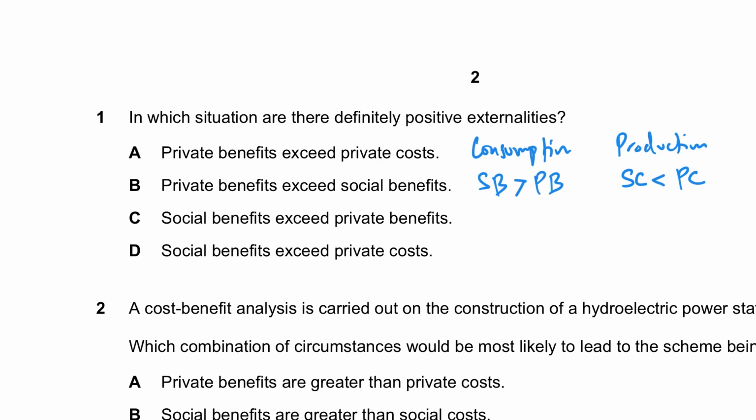So in this case, the best answer will be C, where social benefit is greater than private benefit. We will have what we call positive consumption externality. However, if this was a choice where social cost was less than private cost, we could have chosen that too.